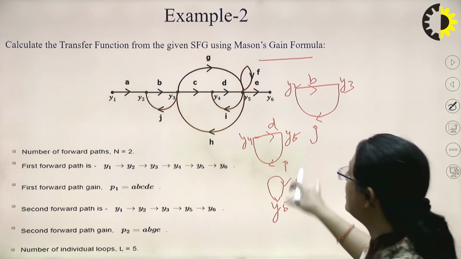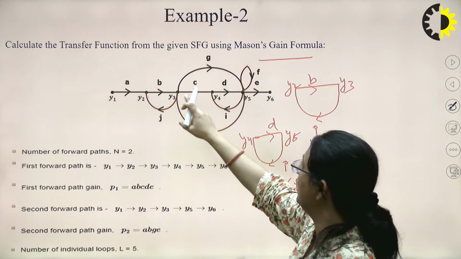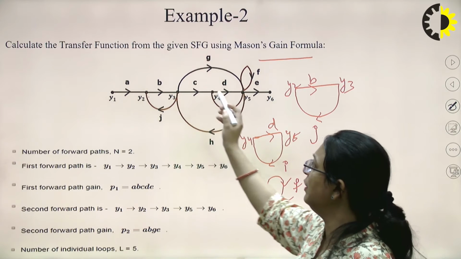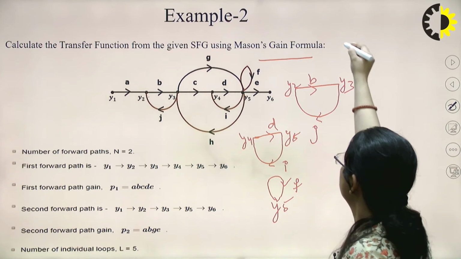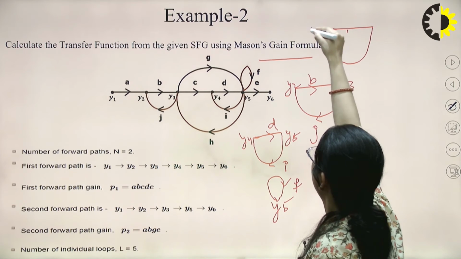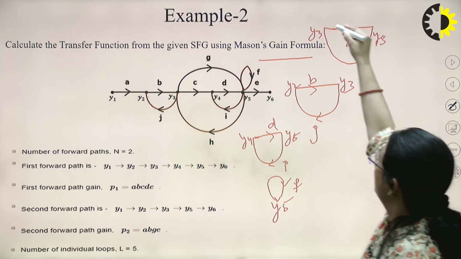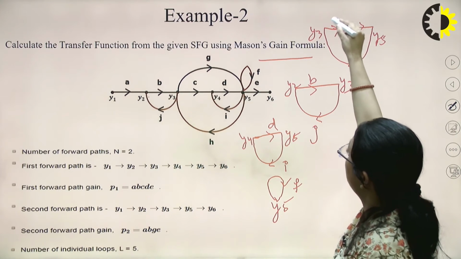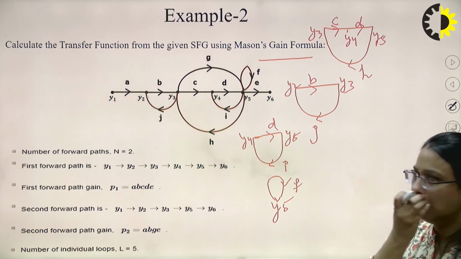Right. So here in this case, we have this one loop, 2, 3, then another loop will be between Y3 and Y5. We can travel from Y3 to Y4, then Y5 and then back to Y3. So you can see this is the loop from Y3 through Y4 to Y5, and it has a gain of C, D and H. This is another loop.